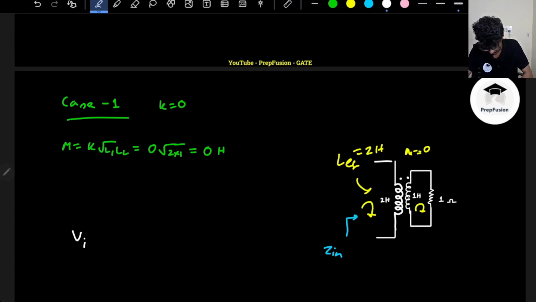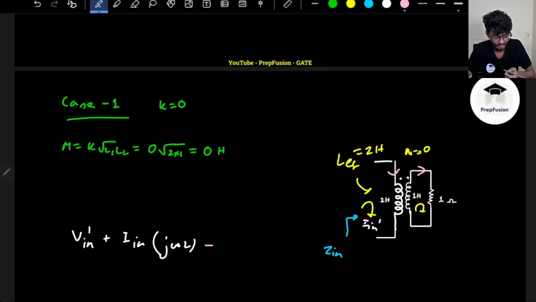So if I apply some input voltage here, V in dash, there will be some current here, I in dash, into j omega L2. Again the assumption is one current is entering and the other is leaving, so the mutual voltage due to the mutual inductance will be of opposite sign. But remember, M is 0, so 0 into any finite number, whatever the number is, it will be 0 only.